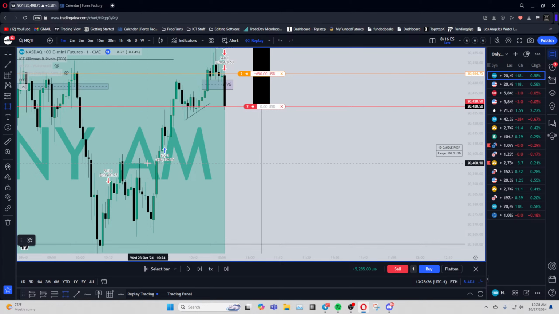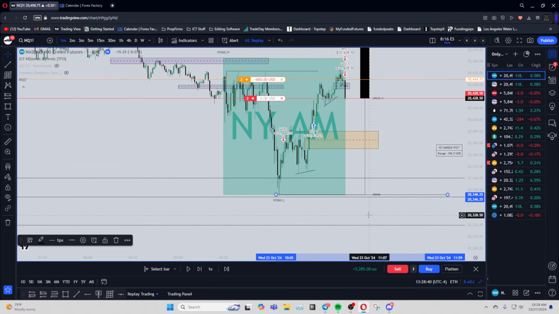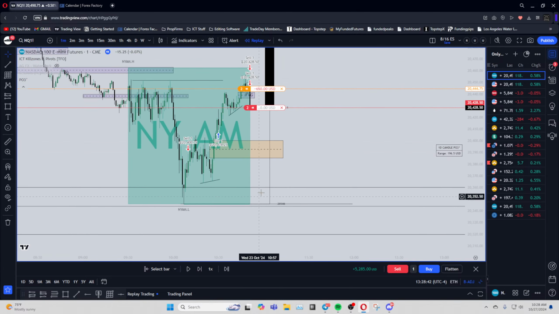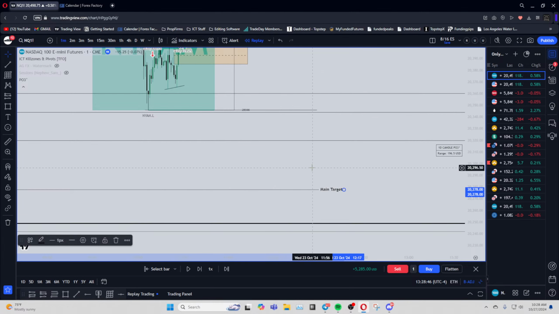So this is going to be our initial fair value gap in here. Our first fair value gap, I'd say. Some low resistance qualities right here. So we'll partial off somewhere in this area, and then we'll go for our main target.